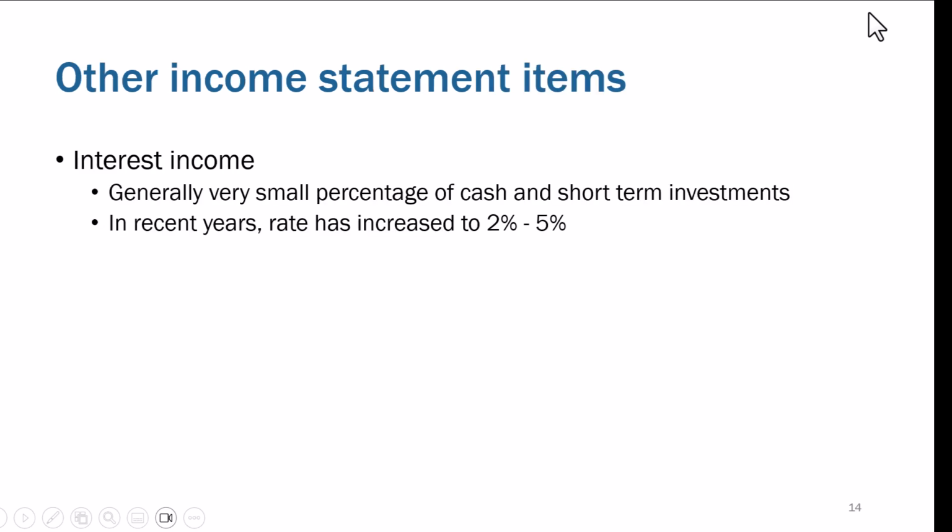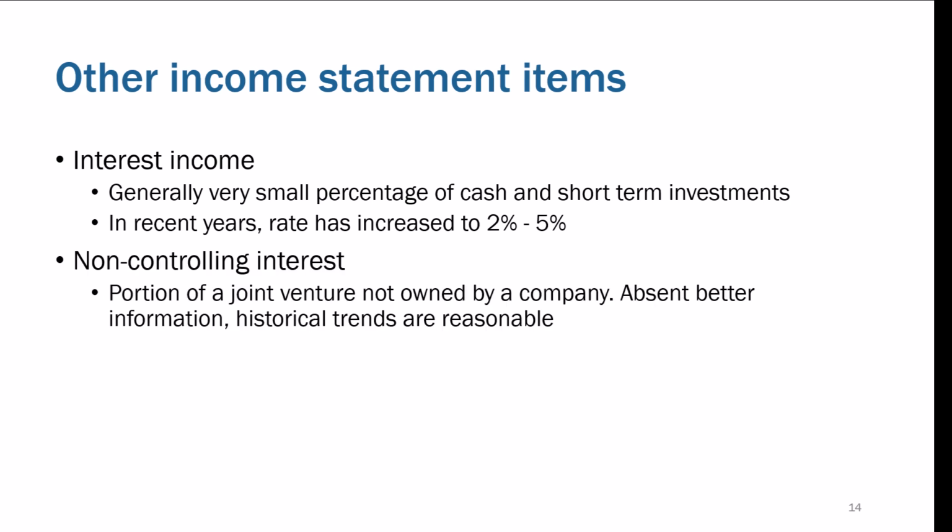Other income statement items: interest income. Historically it's been so small that we could almost ignore it, or it just wouldn't have much impact. But in recent years, it's been more in that 2 to 5% range. A lot of times companies have invested in short-term treasury bills, as an example, or money market accounts, certificates of deposit, yielding sometimes closer to 5%. So just be aware that more recently those rates have been higher. Historically, they were probably 0.5% or less.